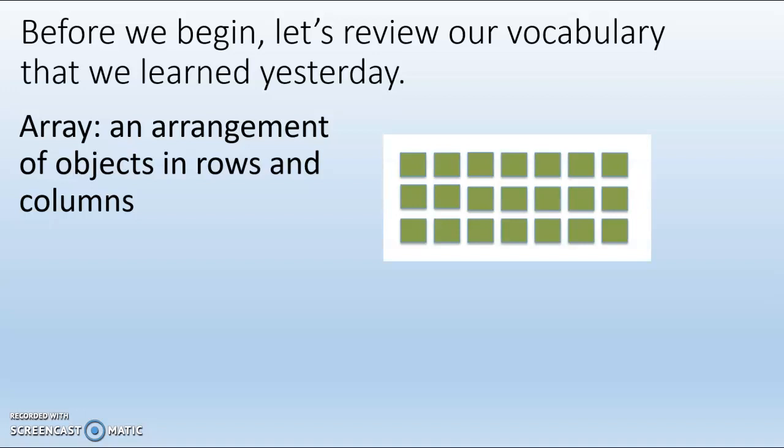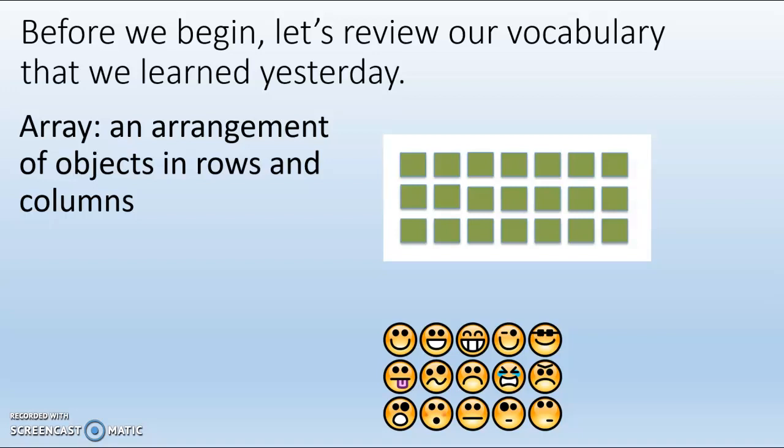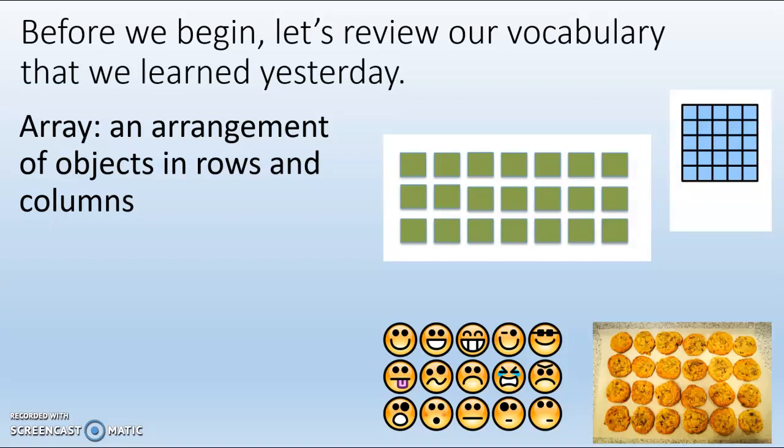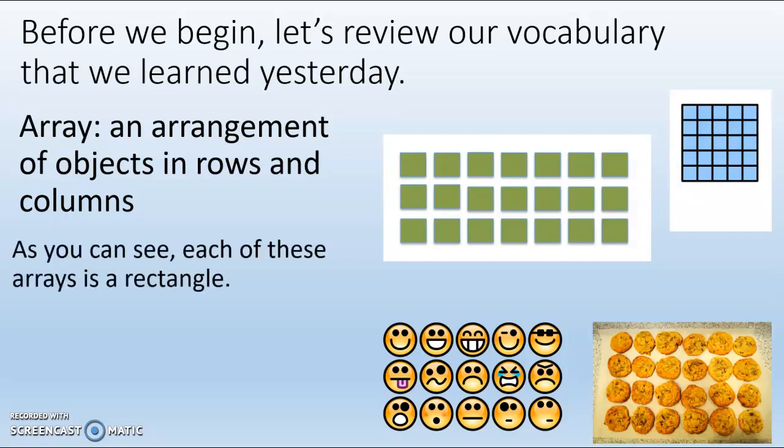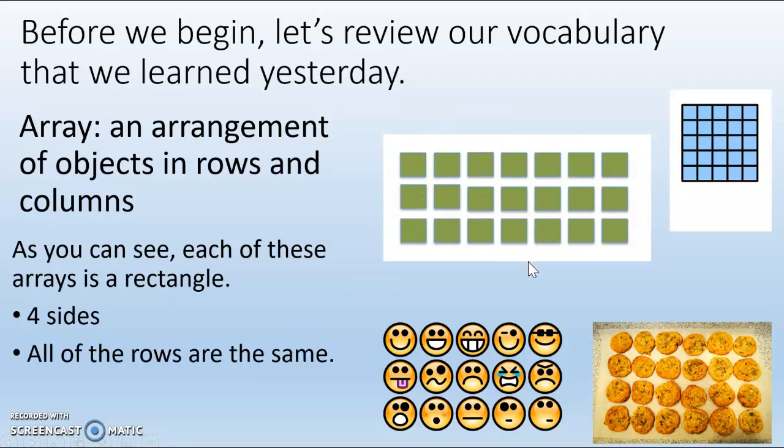This is an array, and this is an array of emojis, another array, an array of cookies. Remember, an array is always a rectangle. It always has 4 sides. All the rows are the same, and all of the columns are the same. And you can see it's the same in all 4 of these arrays.